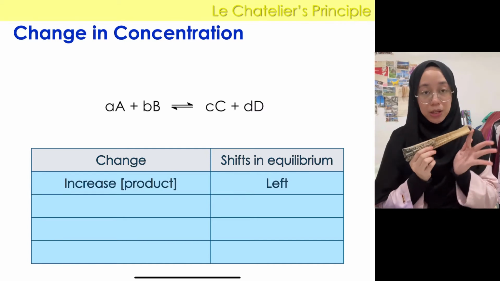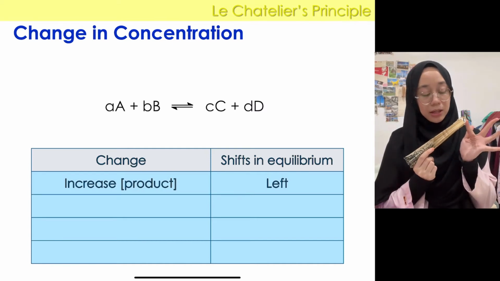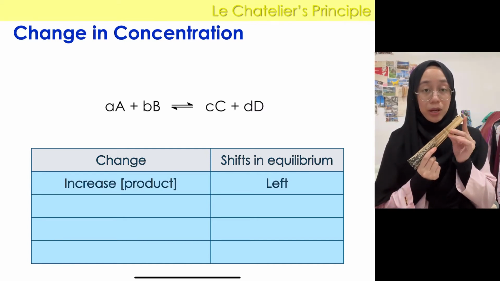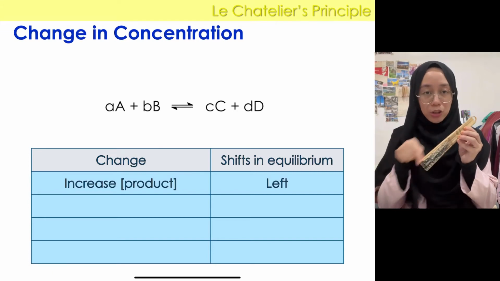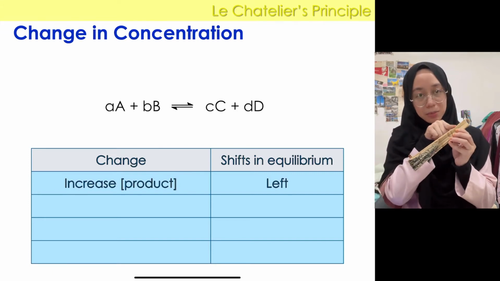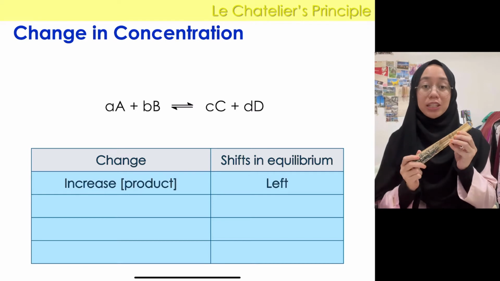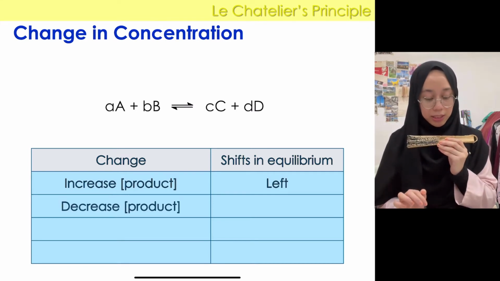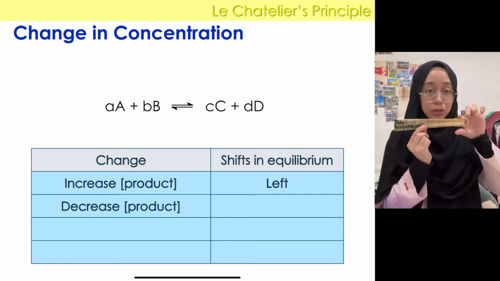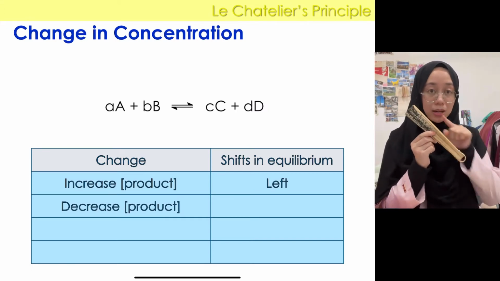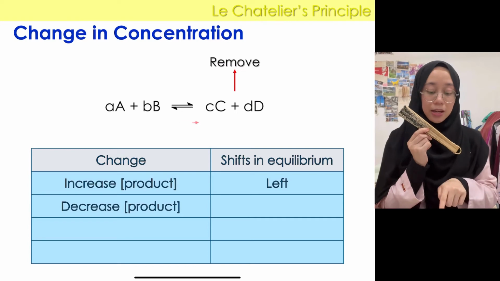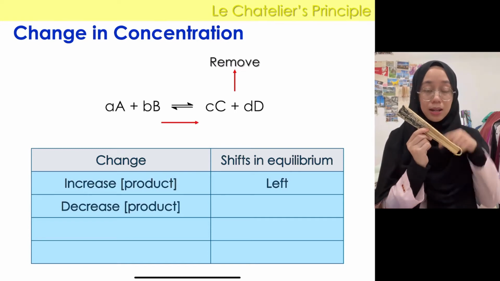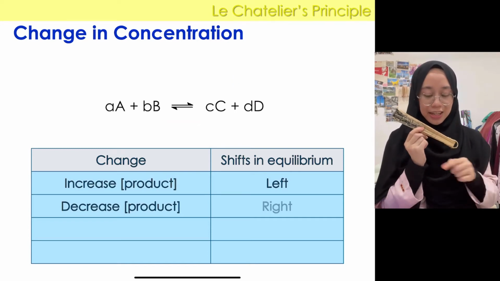Okay, so since we increase the concentration of the product, we add more, you see which way the system falls. Since the system is going to the left, the system will shift to the left to reach equilibrium again. Okay, so for the next one, let's say we decrease the product, so this side, the product we reduce, so as you can see the system will move to the right. Okay, so it will shift to the right.